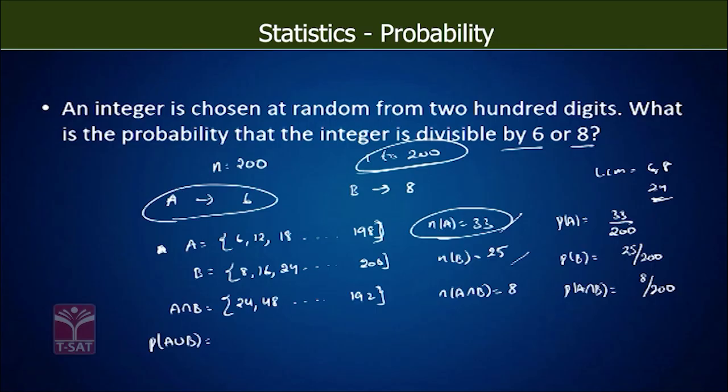So now P of A union B is given by P of A, which is 33 by 200, plus P of B, which is 25 by 200, minus P of A intersection B, which is 8 by 200. So it will become (33 plus 25 minus 8) divided by 200, which is 50 by 200, and the probability is 1 by 4.